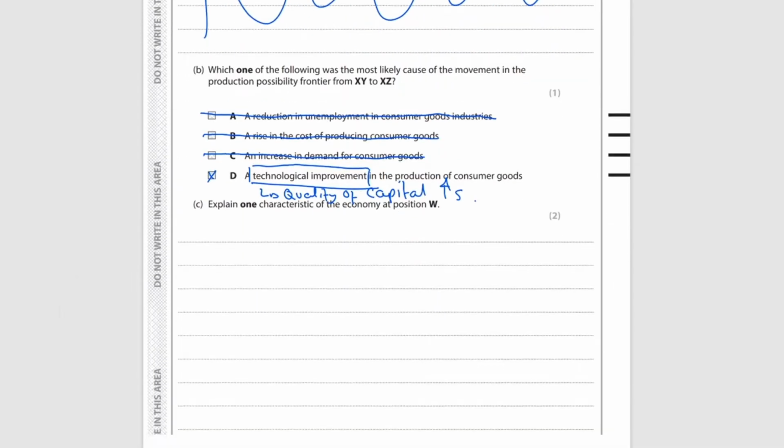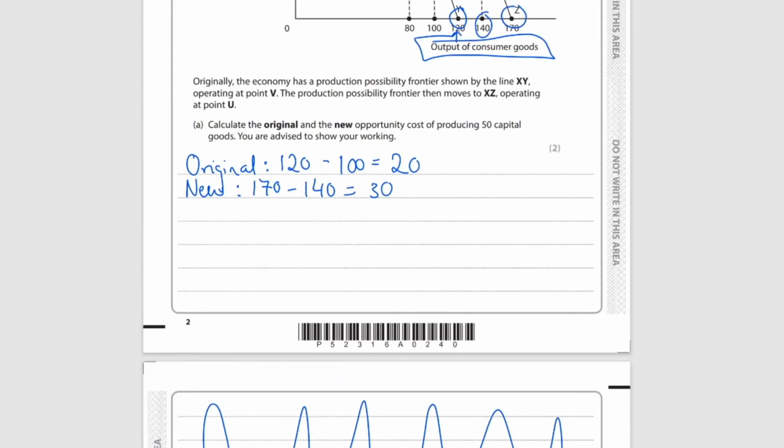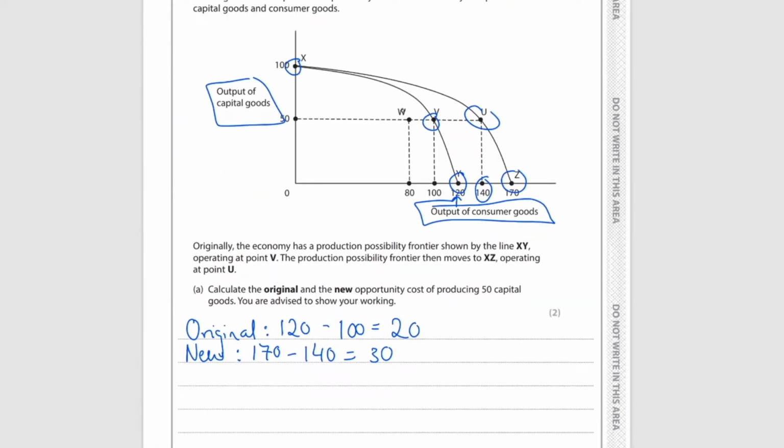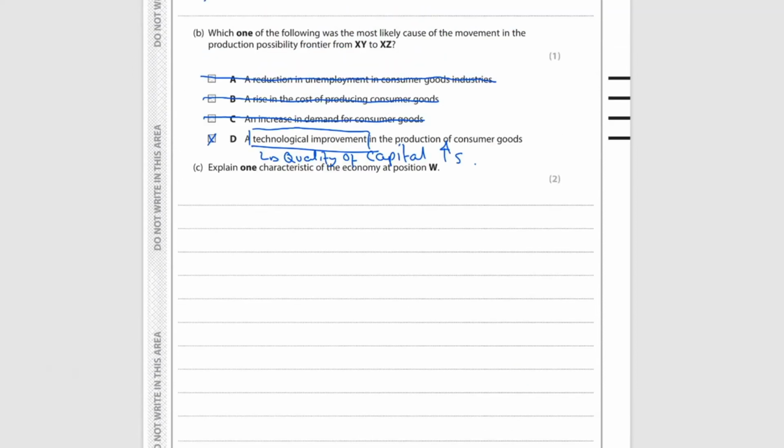Explain one characteristic of the economy at position W. Okay, so here is position W. We're operating within the boundary of the PPF curve. And usually what that indicates is that there is spare capacity, and that might be because, for example, there is unemployment.